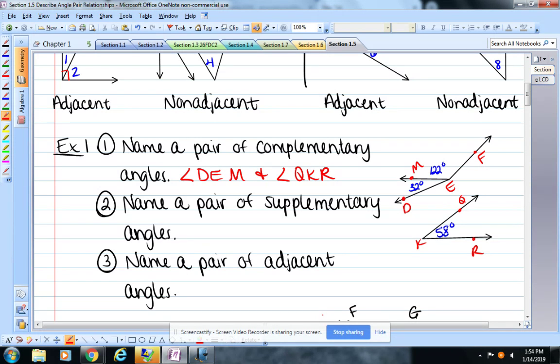Number 2 says name a pair of supplementary angles. What does supplementary mean? Add to make 180 degrees. So can anybody give me a pair that adds to make 180? What two angles add to make 180? Very good, because 122 plus 58 degrees is 180 degrees. So, like he said, angle MEF or FEM, same thing, and angle QKR. Just make sure the vertex is in the middle.